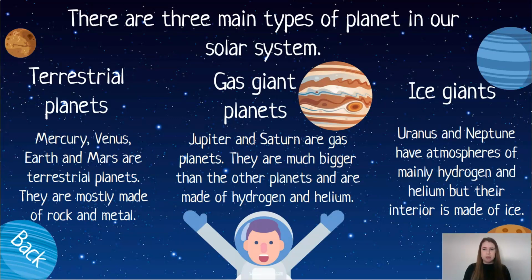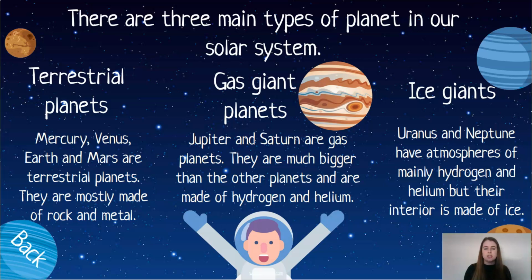Now, there are 3 main types of planet in our solar system. So bear with me. We've got terrestrial planets. These are planets that tend to be made up more of rock and metal. So we've got planets like Mercury, Venus, Earth, and Mars. So we, including those other 3 planets, are terrestrial planets. So we're made up of solid materials.